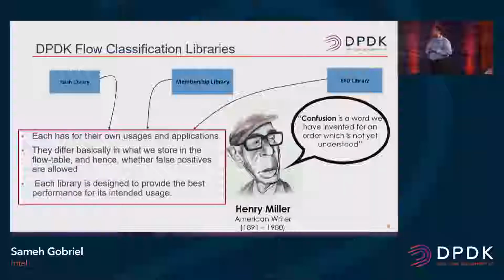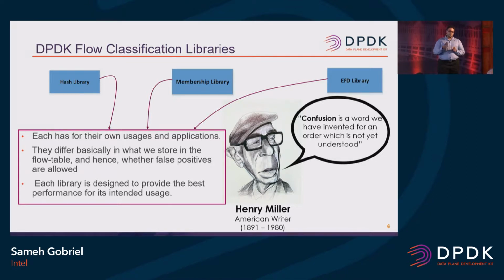Basically, each one of these libraries has its own usages and applications. You can use a hash library for all the applications, but when you use a different library, you will get better performance, because the other library is optimized for that specific performance. And the main difference you have to remember across these libraries is what is inside the hash table or what is inside the flow table. That is different from one library to another, and I will cover the details in the next slide.